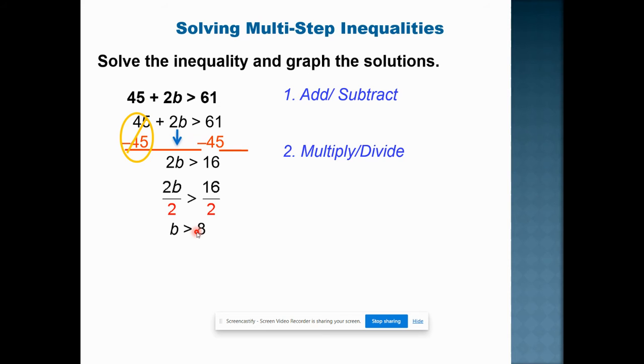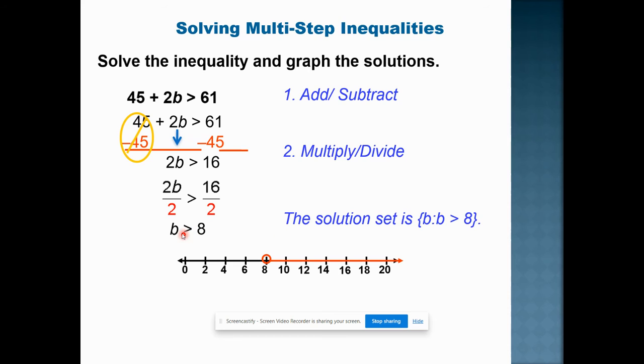Now we're going to have to graph it. So we have our graph. Here we have b is greater than 8, so it's going to be going to the right. And as we can see, there is no line under the sign. It's not greater than or equal to. So therefore, the circle is going to be open. We have to watch out for this step, the difference between an open and a closed circle, because it does mark your question incorrectly if you mess up on it.